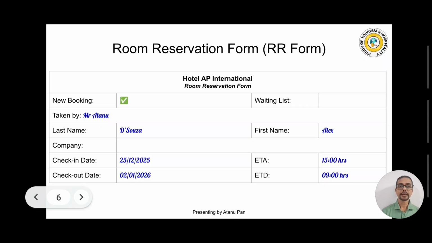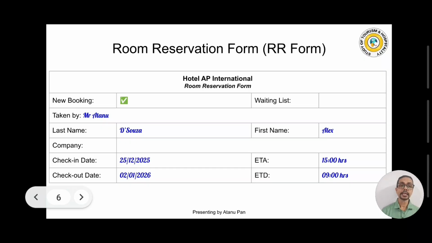For the check-in date, Alex D'Souza has mentioned 25th of December 2025, and he is going to check out on 2nd of January 2026. So it's a slightly long-staying guest.